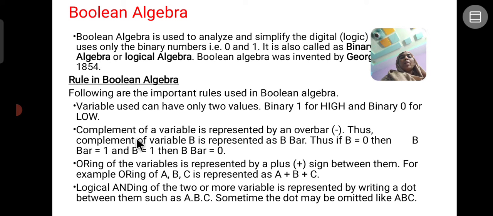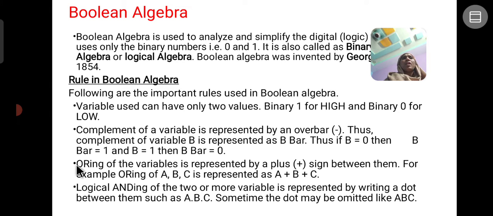The second point is that the complement of a variable is represented by an overbar. Thus the complement of variable B is represented as B bar. If B equal to 0, then B bar equal to 1, and if B equal to 1, then B bar equal to 0. It is just a complement. If A is the input, then the output is A bar. If A is 0, A bar is 1. If A is 1, A bar is 0. That is the complement, the second rule. And the third rule is that, basically, in a digital circuit we have 3 basic gates.